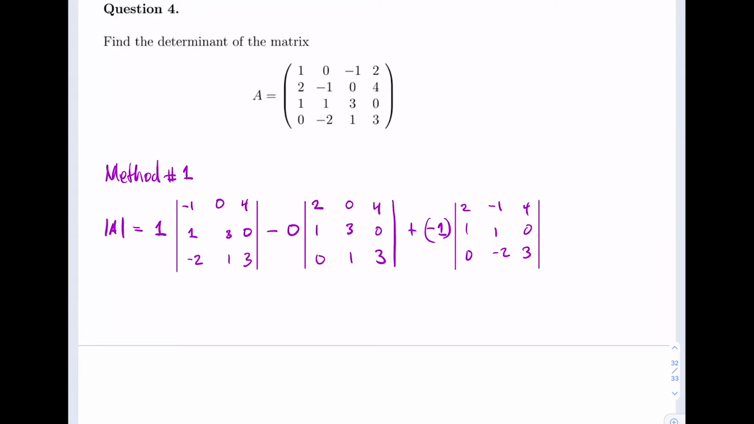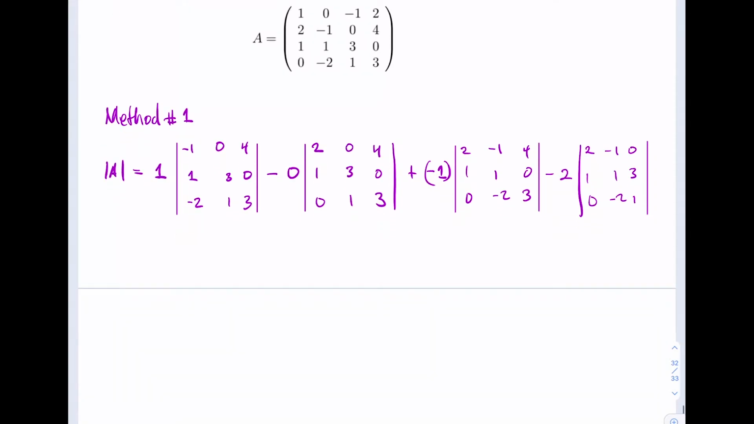And our last term here is we want to subtract 2 times this cofactor here, 2, -1, 0, 1, 0, 1, -2, 3, 1. And we have this expression. Once we can evaluate each of these determinants, and without further ado, we'll recognize that this one is 0, so we don't need to evaluate this determinant. So we're left with 3 other determinants.